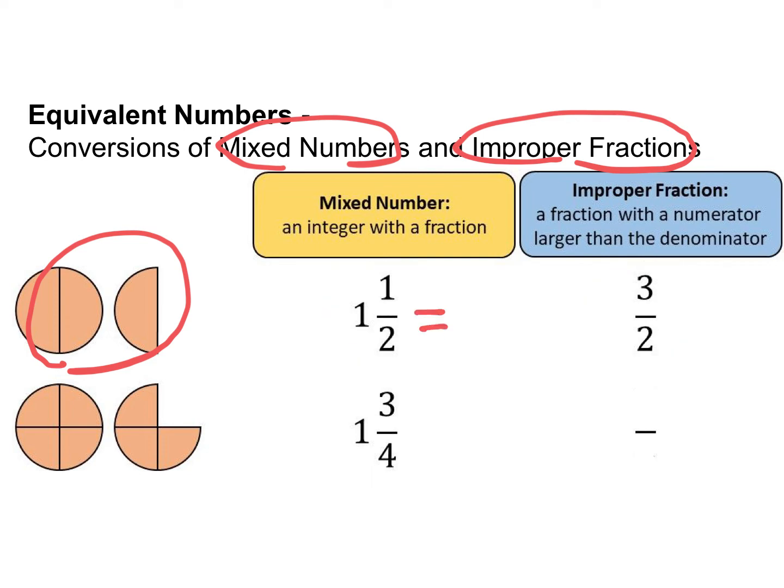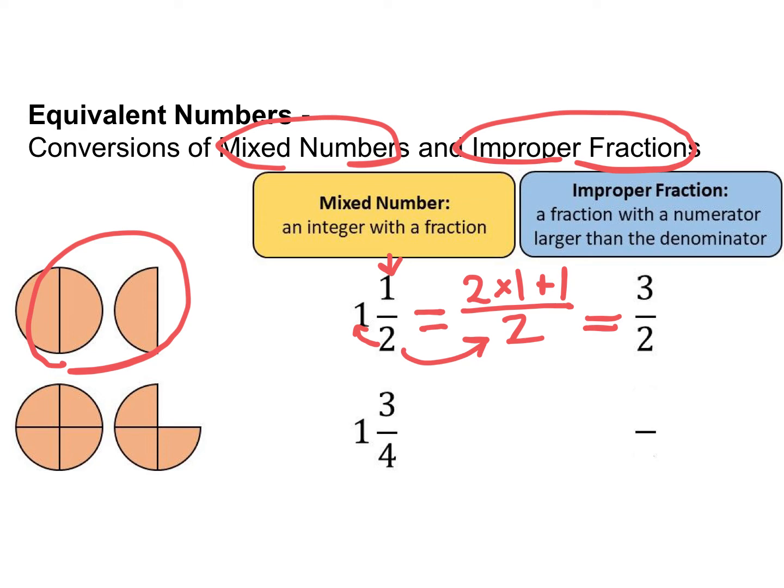To make this conversion, I would multiply the denominator times the whole number. So I would write 2 times 1, and then I would add the numerator, which is this right here, so I would add the 1, and then the denominator just stays the same, so I just keep the 2. And 2 times 1 is 2, 2 plus 1 is 3, so the answer is 3 halves.